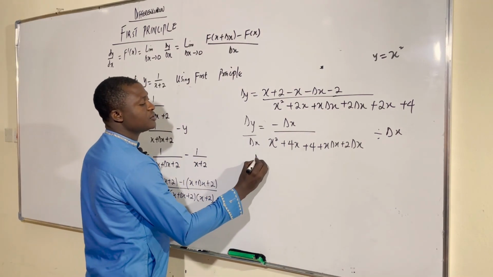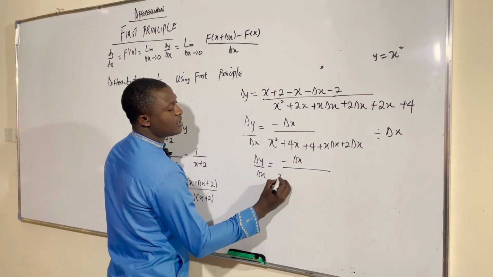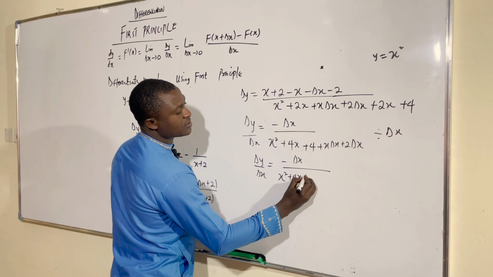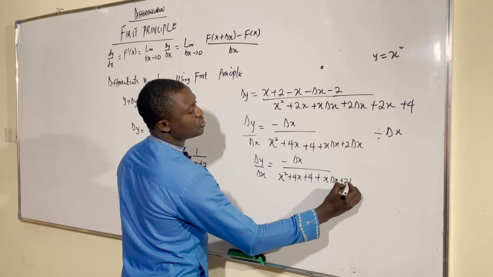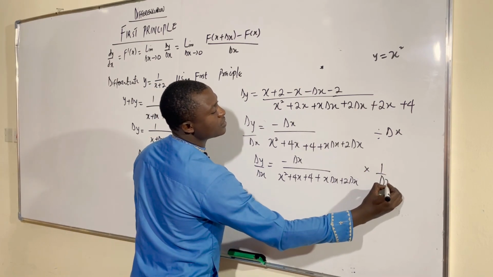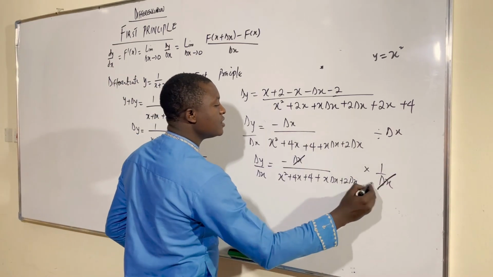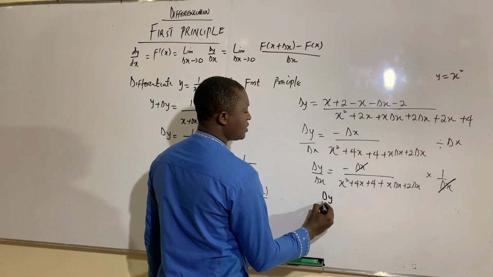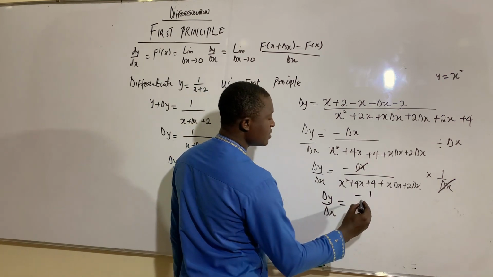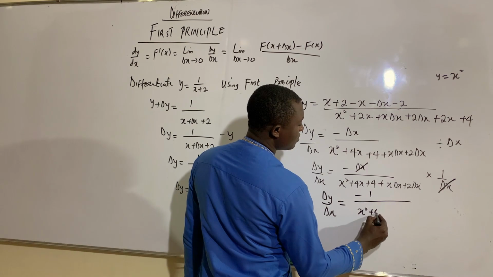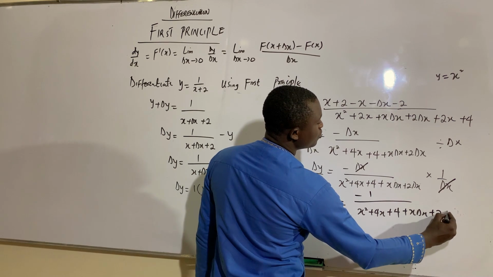So here we can have change in y over change in x is equal to minus change in x all over x squared plus 4x plus 4 plus x change in x plus 2 change in x multiplied by 1 over change in x. You get that? So here this one can cancel this. If it cancels, that means that we have change in y over change in x is equal to, what we have left now here is 1, right? So minus 1 all divided by x squared plus 4x plus 4 plus x change in x plus 2 change in x.